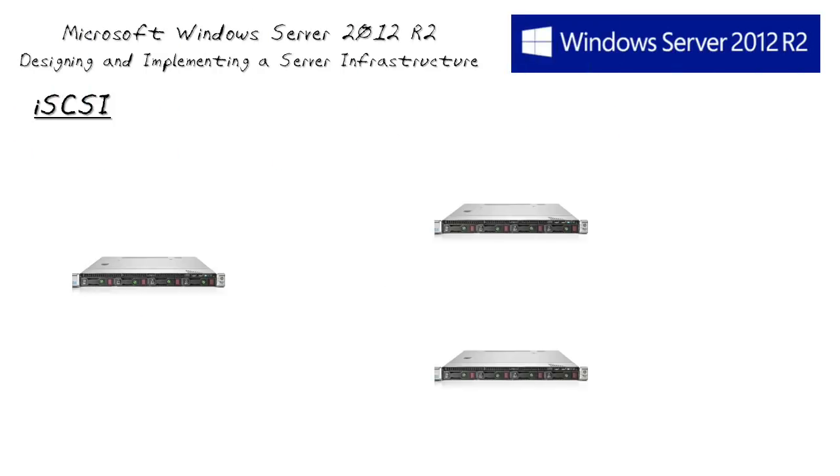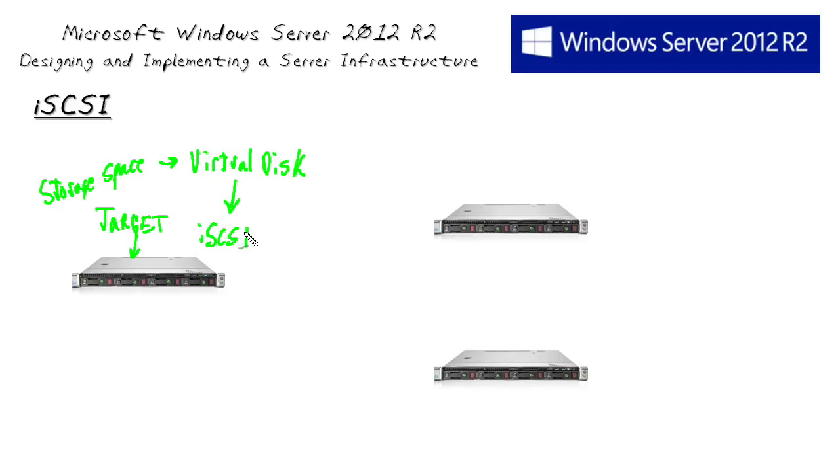With iSCSI, I've got myself a server over here, and this is going to be my target. My target is going to be built on a storage space that has produced a virtual disk. Remember, that's how we set these things up. And this virtual disk is going to be the iSCSI target. So here's our iSCSI target that I've got set up over here on one of my servers.